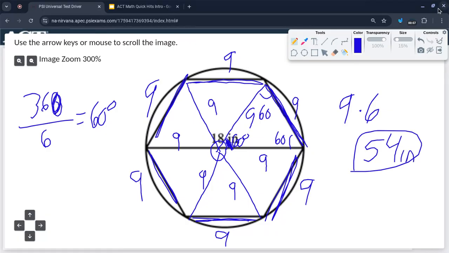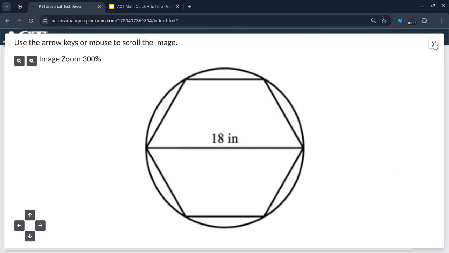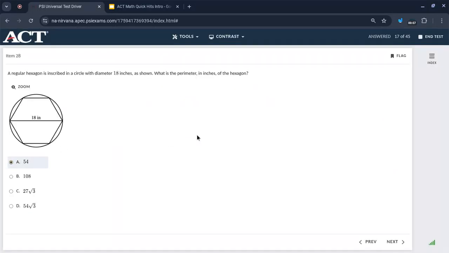So let's see what we got on the answer choices here. There it is, answer choice A, 54.